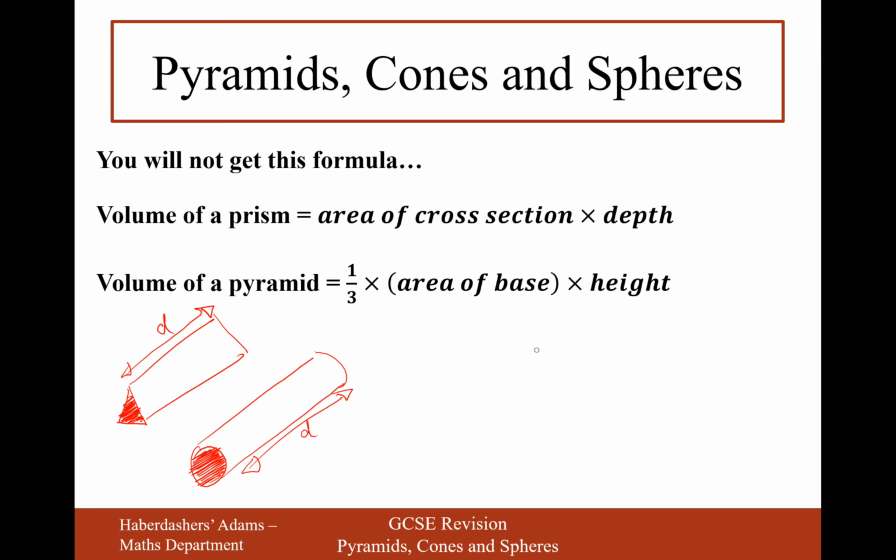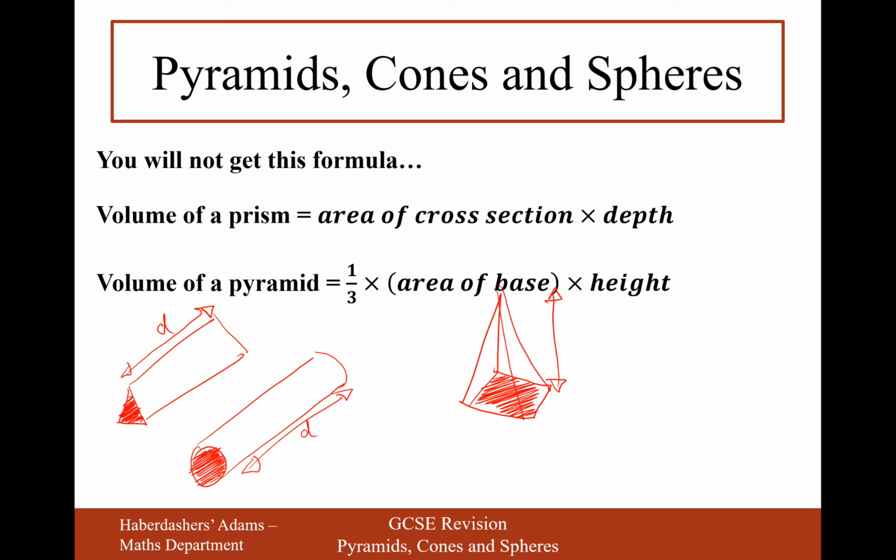And then there's the volume of the pyramid. So if you've got, say, a square-based pyramid that looks something like this, then what you'll do is you'll work out the area of the base first, and then do base times height divided by 3.